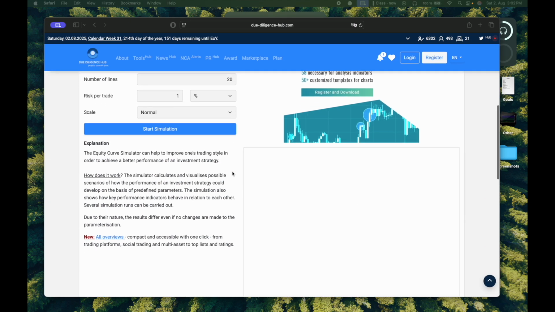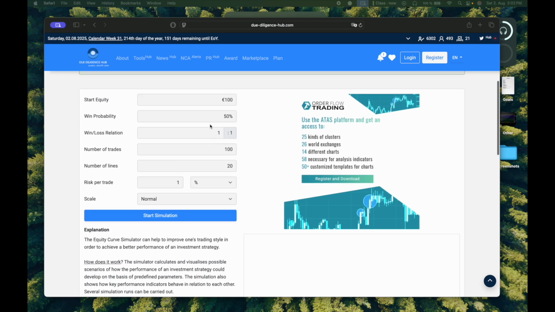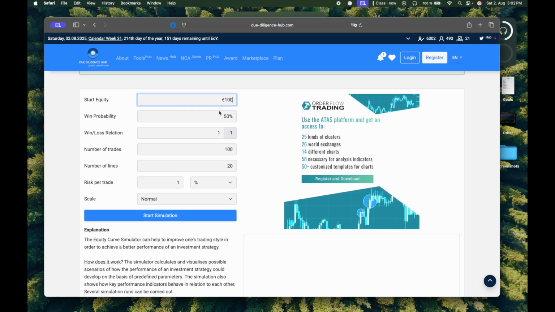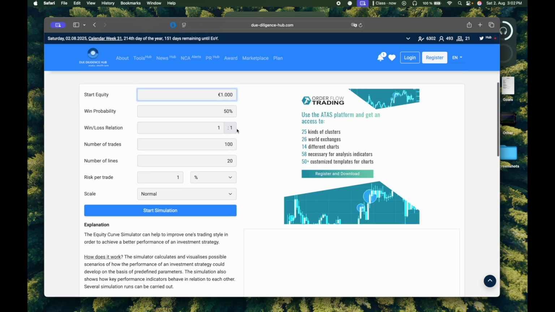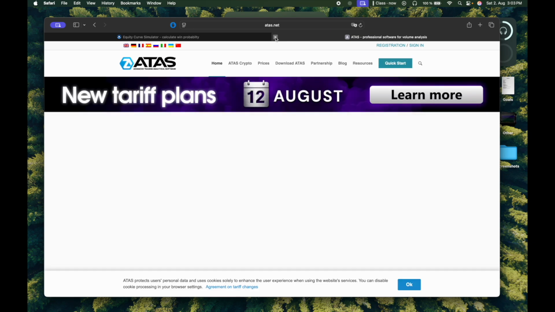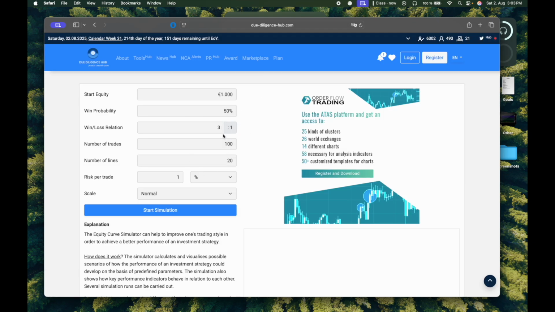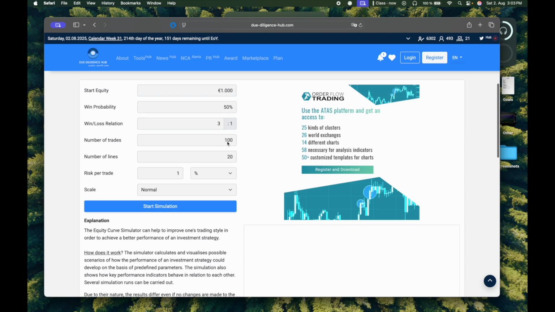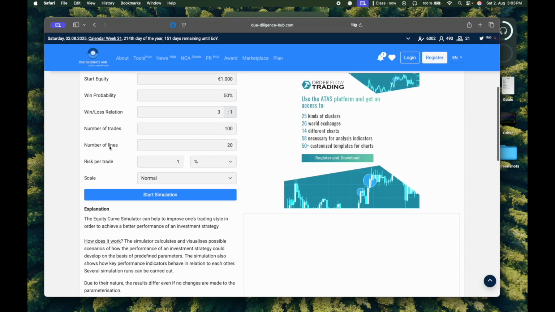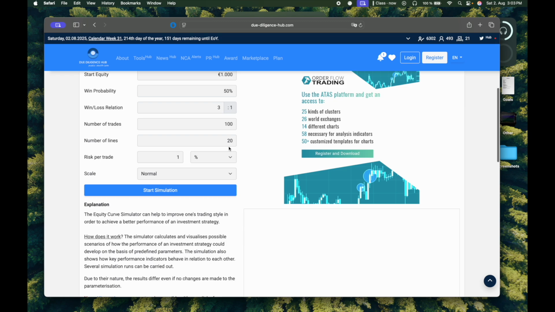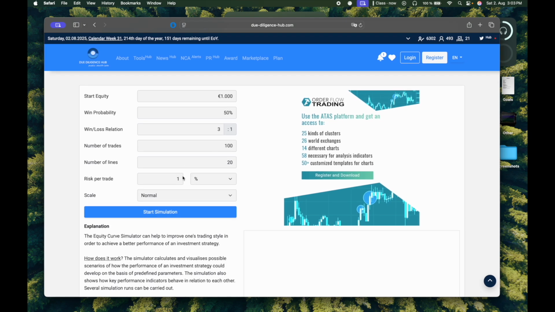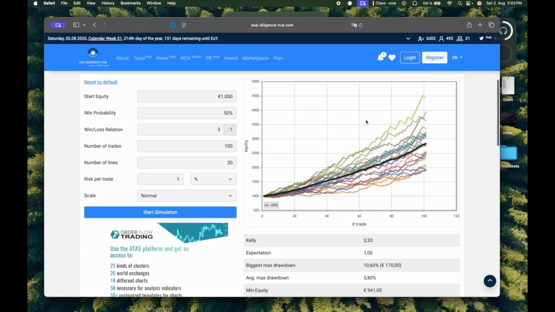Yeah, looks good. Okay. This is an equity curve simulator. We try something here. Let's imagine we have a start equity of 1,000 euro, yeah? A win probability of 50%. And we play a 3-to-1 edge. We execute 100 trades. Number of lines means number of traders, so 20 different traders, because the statistics are not always the same. And we risk 1% per trade. And our statistics will look like something like this.